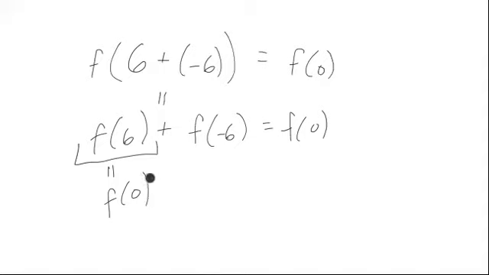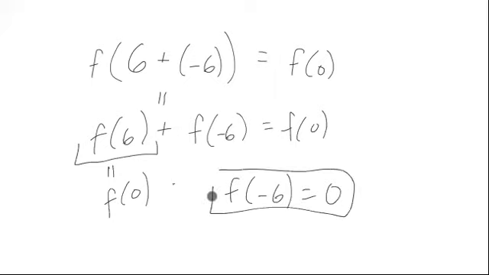And with addition being preserved, okay, so that's f of 0, and that's f of 0. So we could subtract that off, and we actually get that f of negative 6 has to be 0. Okay, so f of negative 6 actually is 0 here.